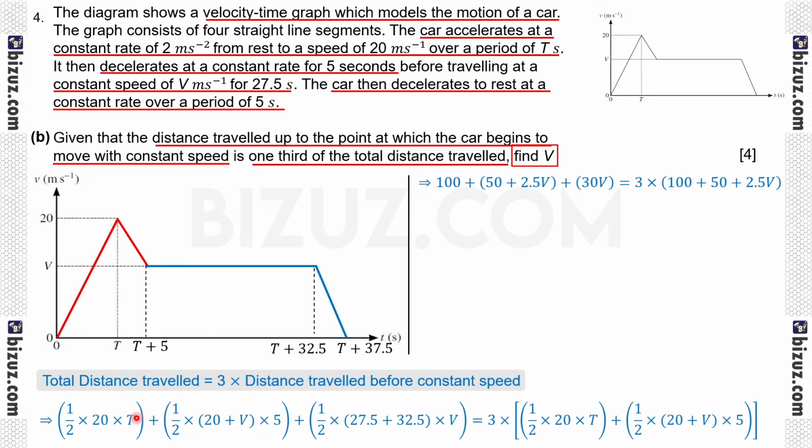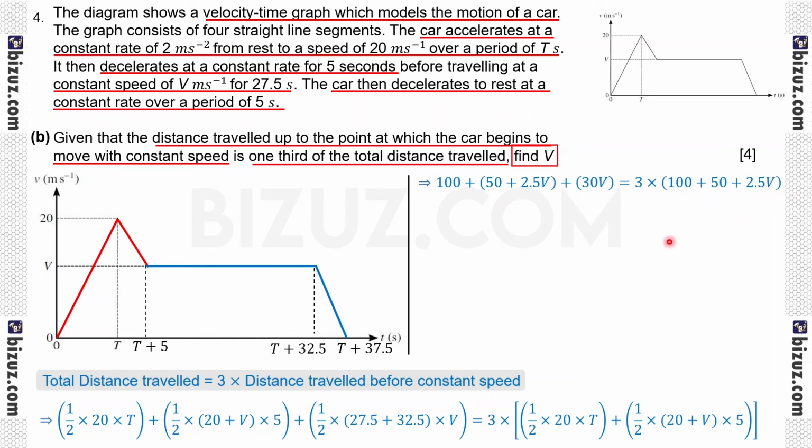So calculating t, equating t to be 10, we get this to be 100 plus 50 plus 2.5 V from here, as half into 20 into 5 is 50, and half into V into 5 is 2.5 V, plus 27.5 plus 32.5 is 60. 60 into half is 30, so we have 30 V is equals to 3 into 100 is this one, plus this is 50 plus 2.5 V.